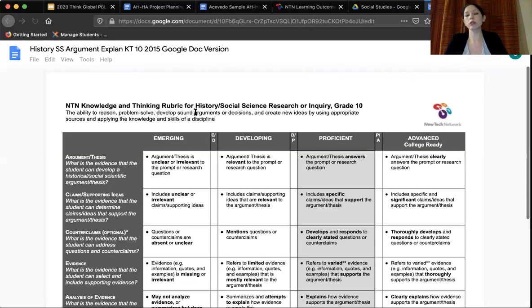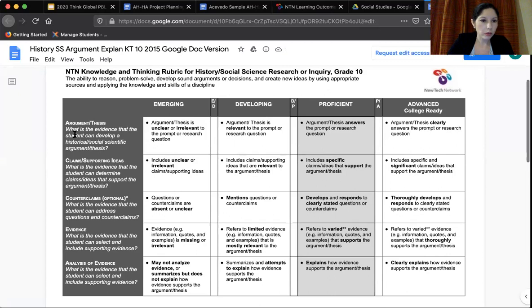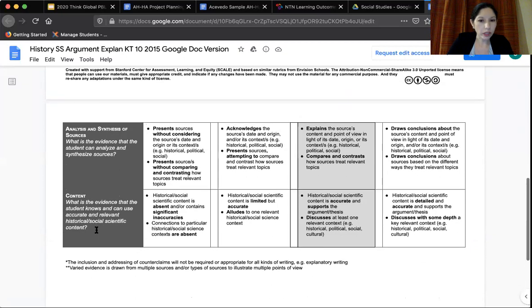These are the outcomes. So if you were a 6th grade teacher, you could look at the one for outcomes by 8th grade. And I looked at all of these rows. And so they have different ones: argument, thesis, claims and supporting ideas, counterclaims, evidence, and there's even more down here. So I went through all of them, and I felt that the most applicable one was the one for content.